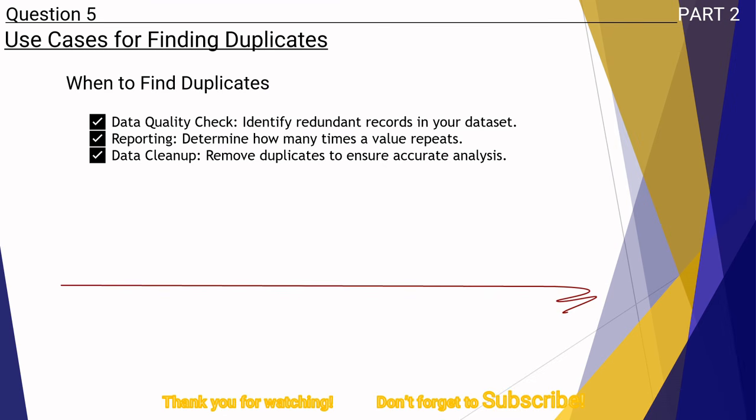Finding duplicate records is useful for data quality checks, ensuring your data doesn't have redundant entries. It can also help in reporting and data cleanup, particularly when preparing your datasets for analysis.